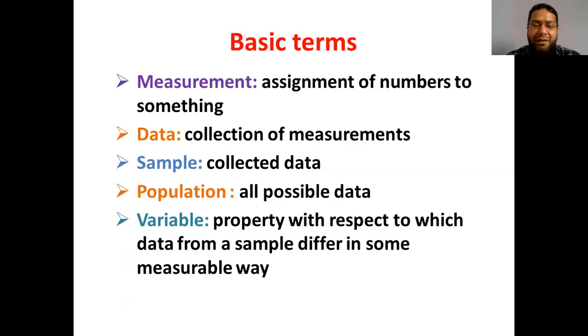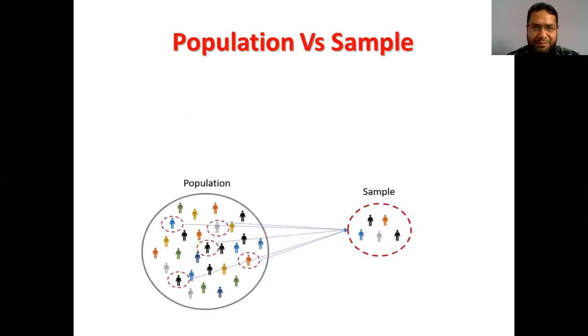Then we have the variable. A variable is something whose value changes, a property with respect to which data from a sample differ in some measurable way. For example, a person who died, this data is different from the person who has recovered or the person who has just got a disease. So this is the variable.